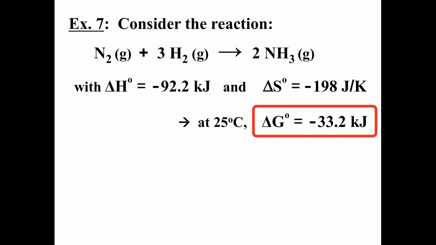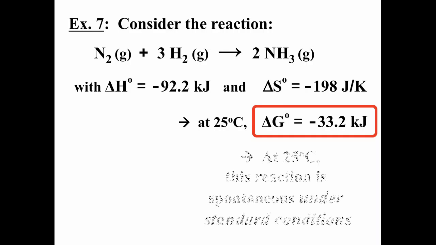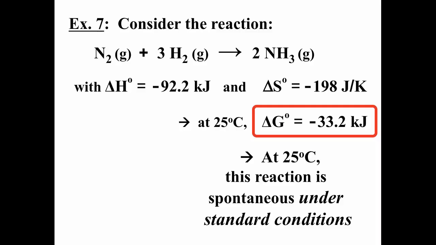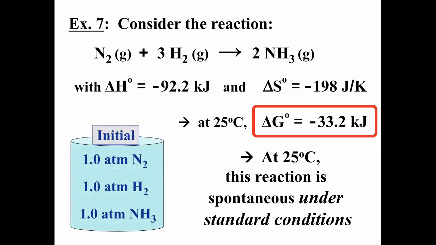Since we calculated a delta G naught, or a delta G under standard conditions, what this means is, since it's a negative value at 25 degrees Celsius, the reaction above is spontaneous under standard conditions. And standard conditions for gases are 1 atmosphere. So if we start with 1 atmosphere of each of the gases in this system, then the reaction will go to the right, it's product favored, and it'll do that until it reaches equilibrium. It'll go to the right until there's more NH3 and less nitrogen and less hydrogen, and until equilibrium is reached.